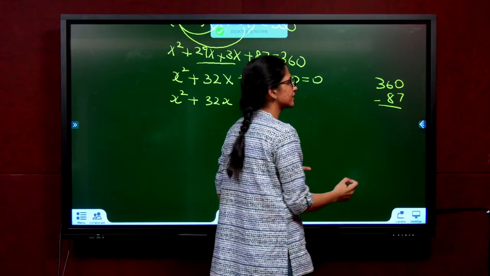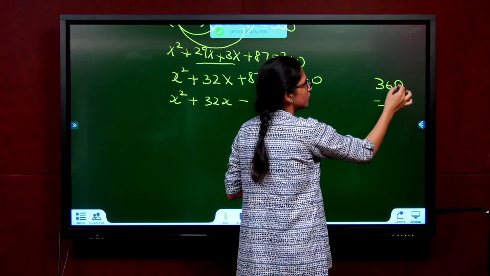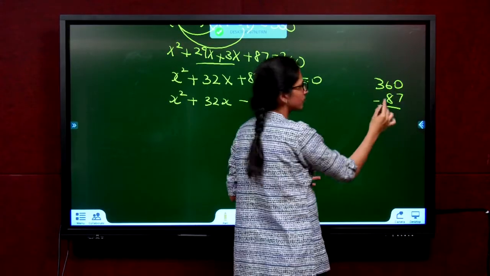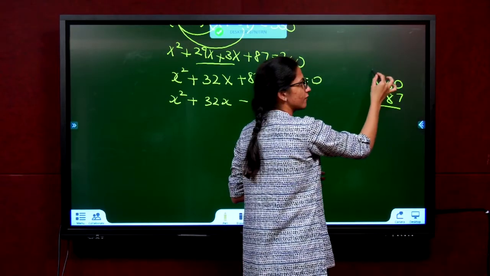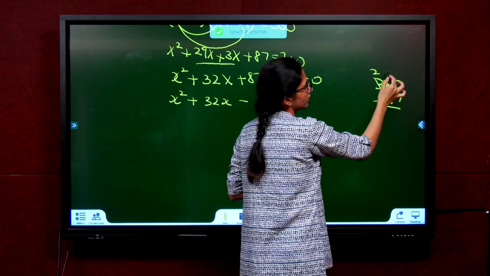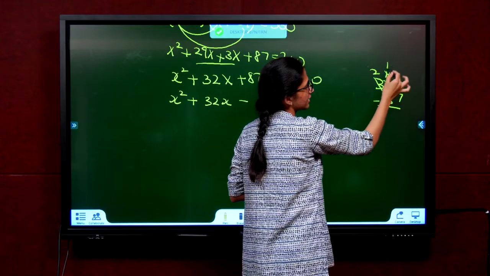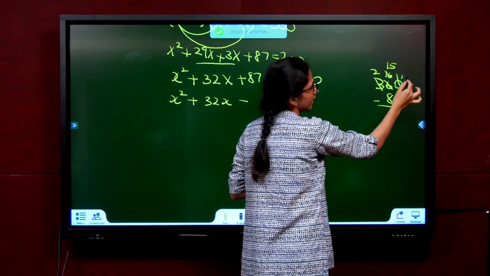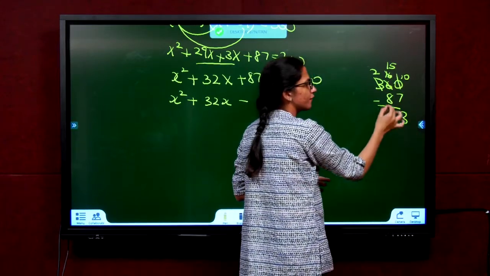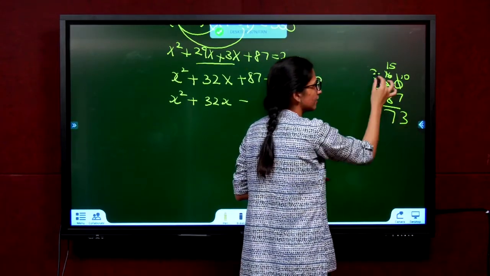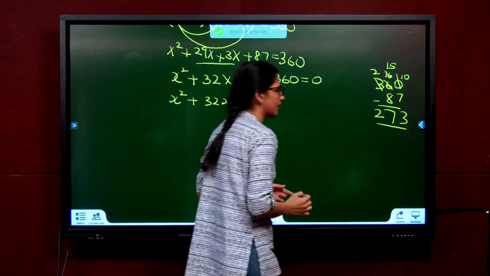If I do 360 minus 87, 0 minus 7 is not possible. 6 minus 8 is less, so don't do it. Go cancel from 3. 2. This will become 16. Now cancel from 16. This will become 15 and this will become 10. 10 minus 7, 3. 15 minus 8, 7. 2 comes down as it is.